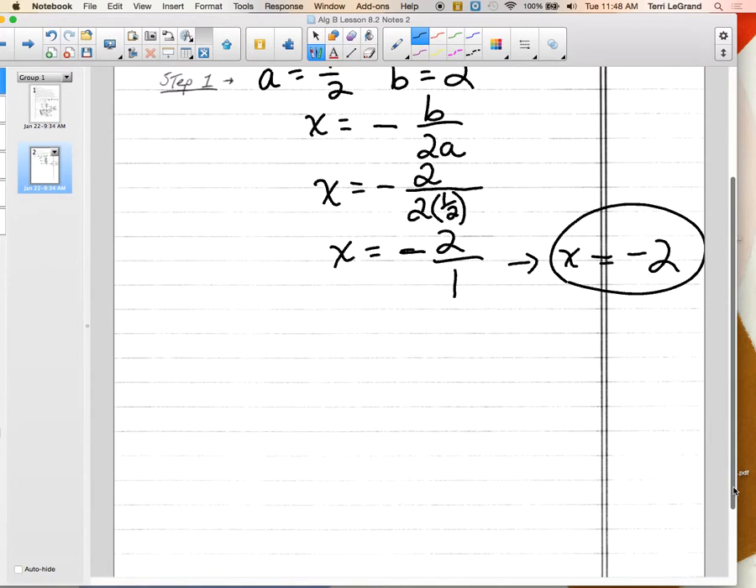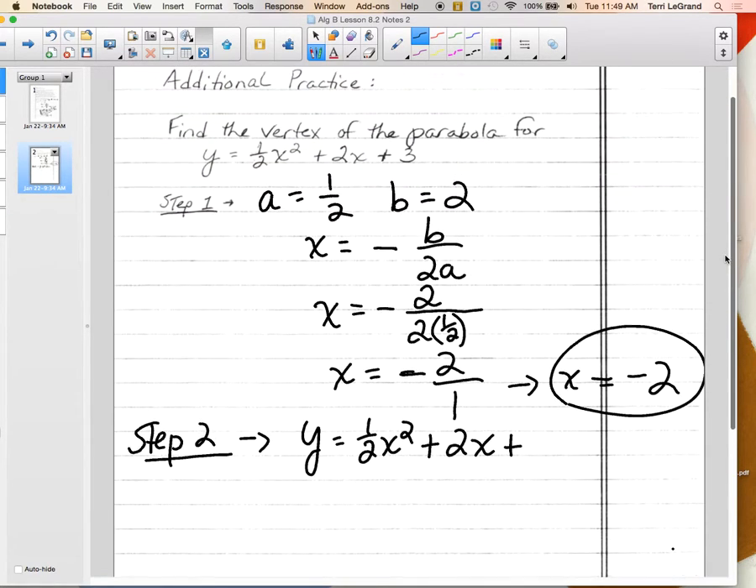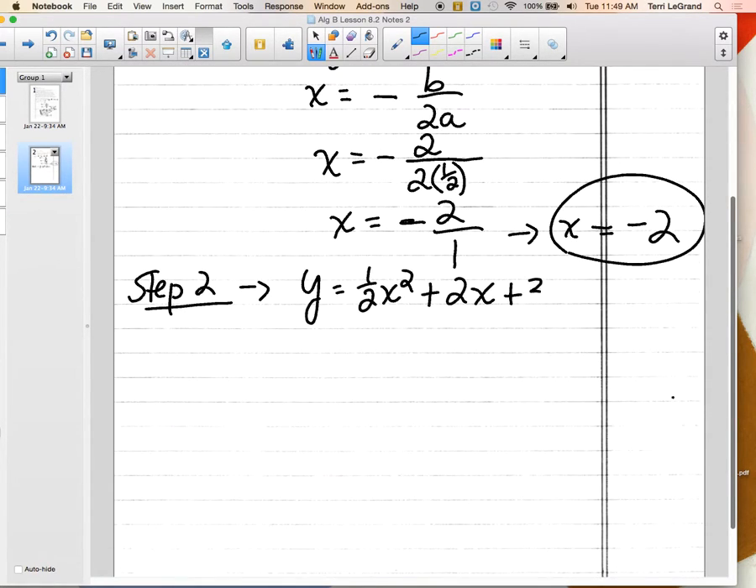Step 2. What do we do in step 2? Put it into the equation to find the y, yes. So we're going to write down our equation. We had 1/2 x squared plus 2x plus, I don't remember what the c value is now, 3. Okay?